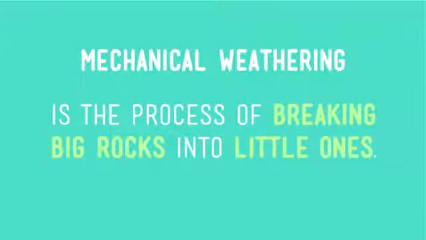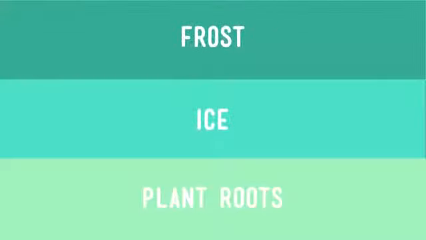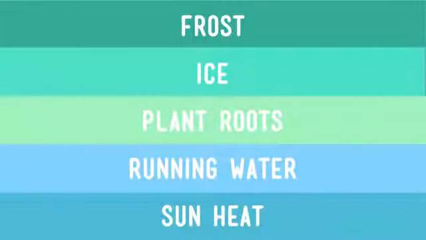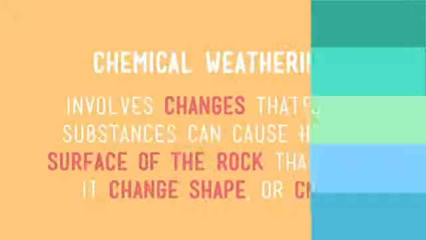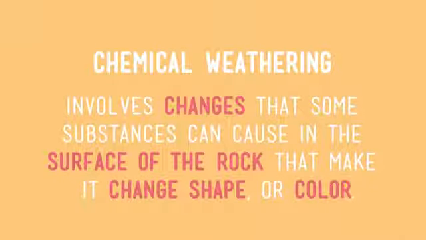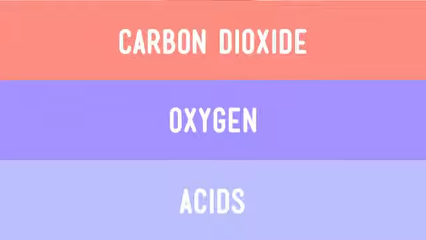Mechanical weathering is the process of breaking big rocks into little ones. Frost, ice, the roots of plants, running water, or heat from the sun can all cause mechanical weathering. Chemical weathering involves the changes that some substances can cause in the surface of the rock that make it change shape or color. Things like carbon dioxide, oxygen, and acids can all cause chemical weathering.